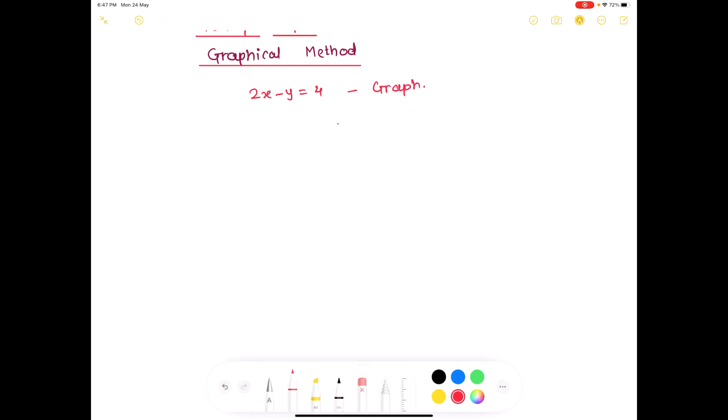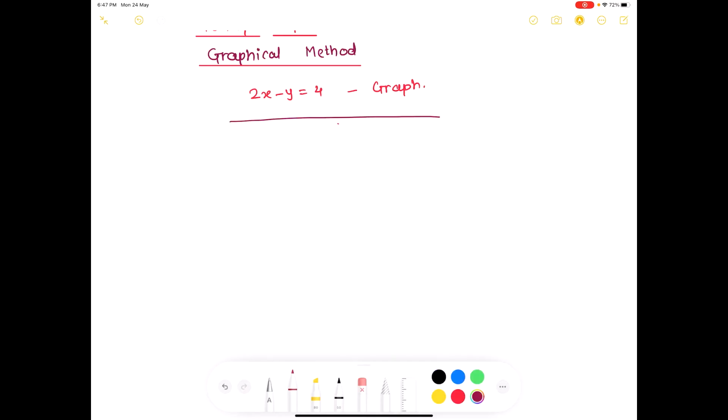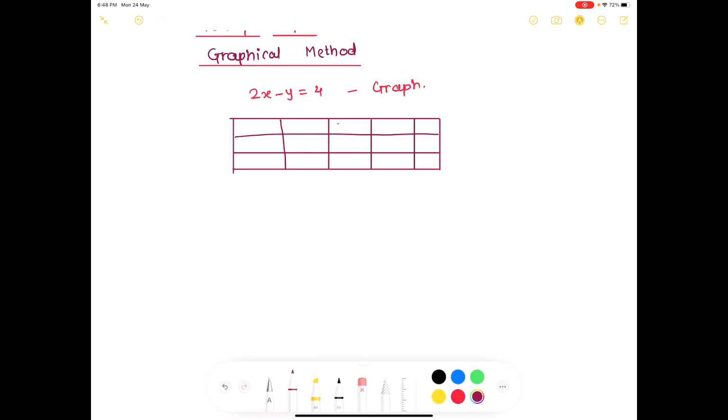First of all, we have to make that table. How to make that table? Go for it. I am writing here (x, y), (x, y). You can take any coordinate. Here I am taking 0, 1, 2, minus 1. Okay, now you can take any 4 points from the coordinate axis.